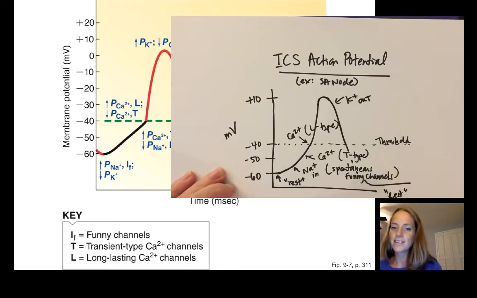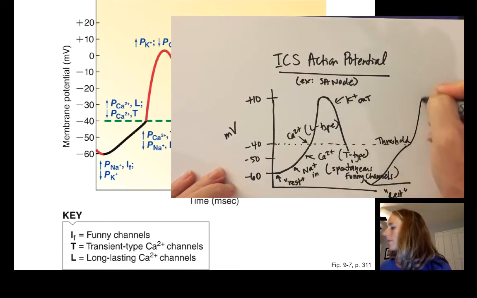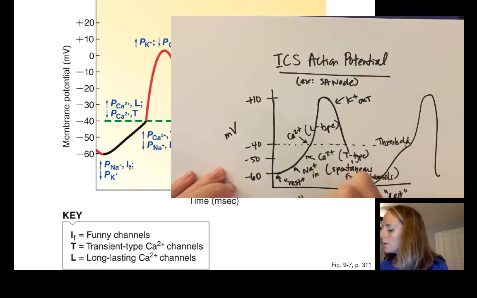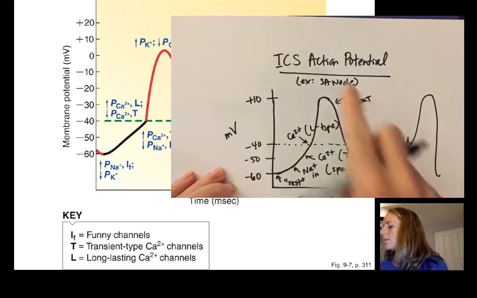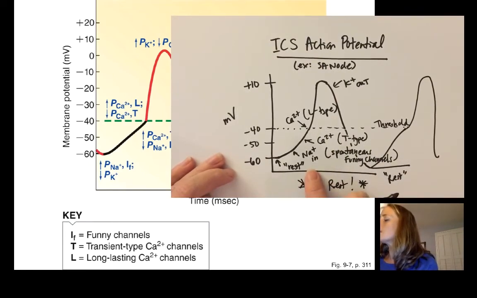Does it stay at rest? No. No rest for the weary. No rest for the SA node of the intrinsic conduction system cells. As soon as it hits minus 60, it's going to go right back up, and the whole cycle will start over again. Okay, so no rest in the SA node or the intrinsic conduction system cells. Absolutely no rest, and that's because of these spontaneous funny channels that as soon as the cell gets back down to minus 60, it goes back up again.